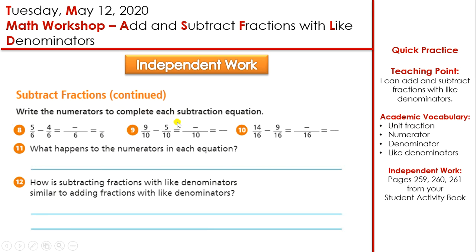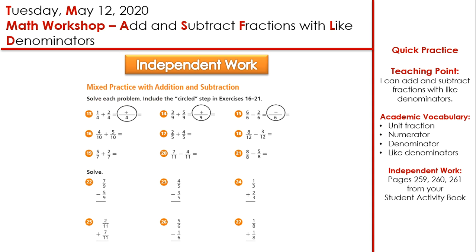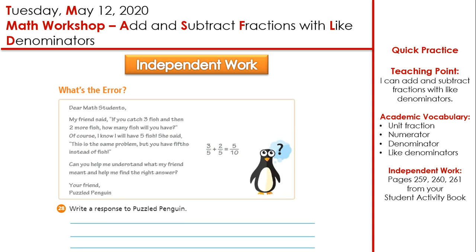We have more of the same right here. What happens to the denominators in this equation and how is subtracting fractions with like denominators similar to adding fractions with like denominators? So between these two, when we subtract and add, what is the same thing that they share? And yet again, we got some more fluency exercises. This probably might not take you this long.